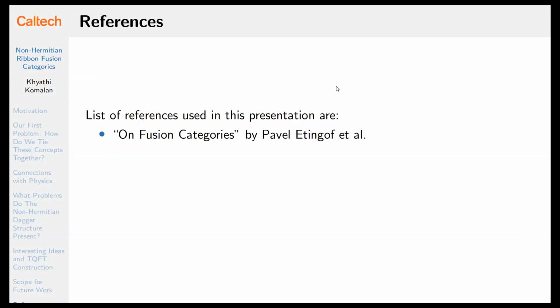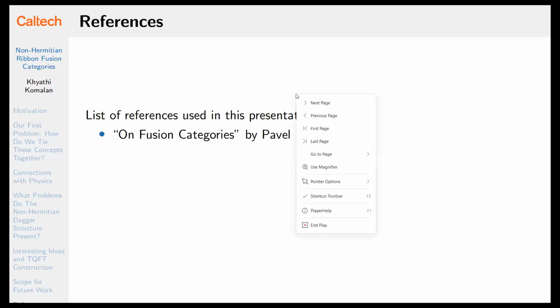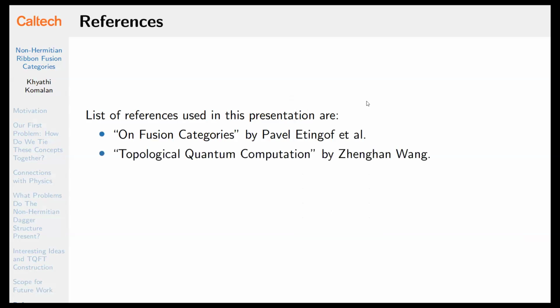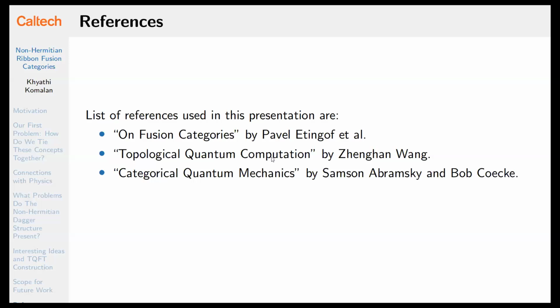Next, I'll be going on to the references. So the references that I used in this presentation are: on fusion categories by Etingof et al.; Topological quantum computation by Rowell and Wang; Categorical quantum mechanics by Samson Abramsky and Bob Coecke; and Tensor categories by Etingof et al.